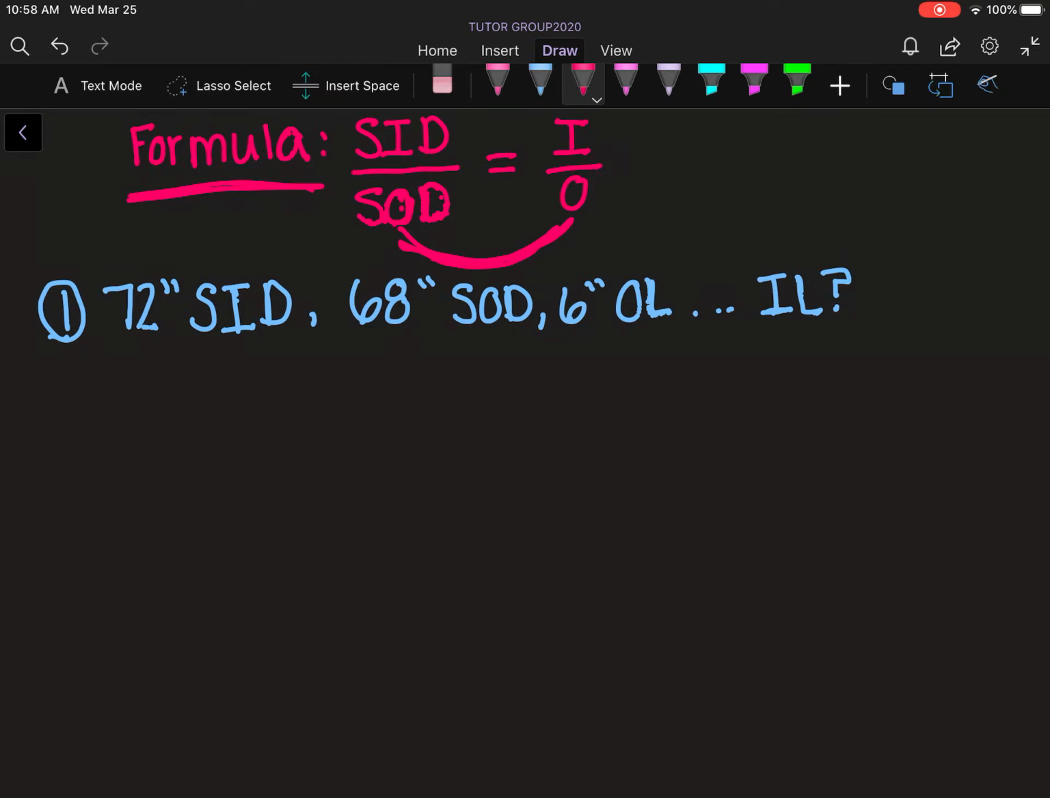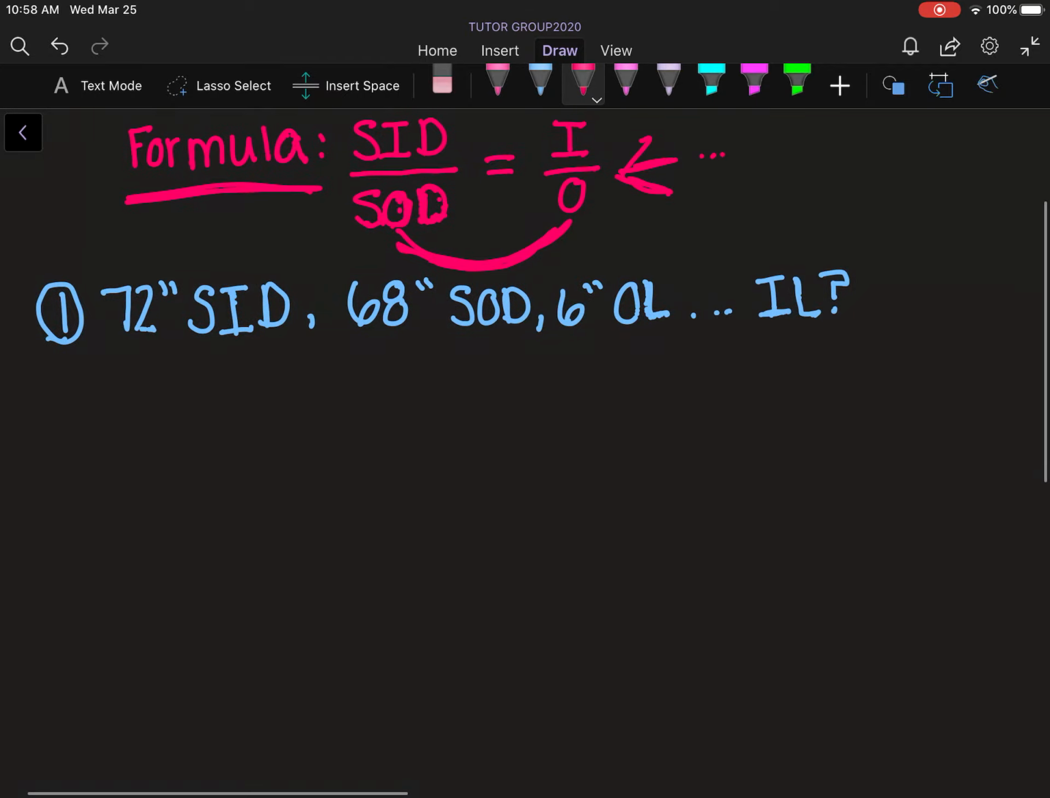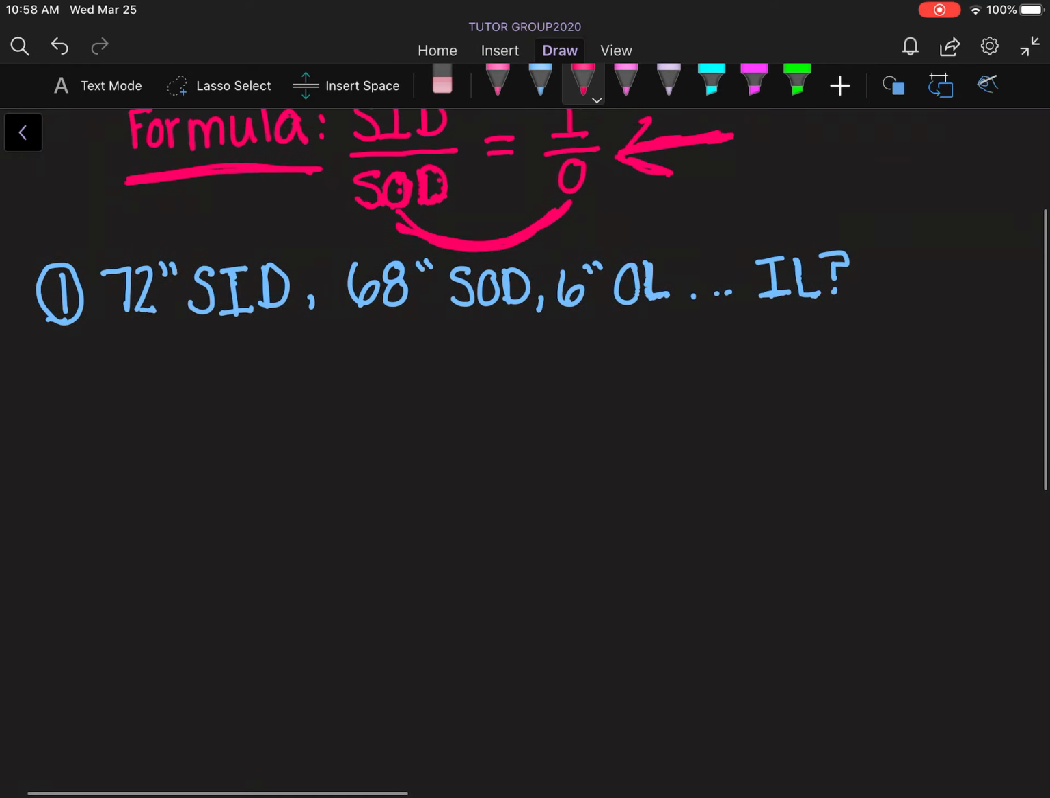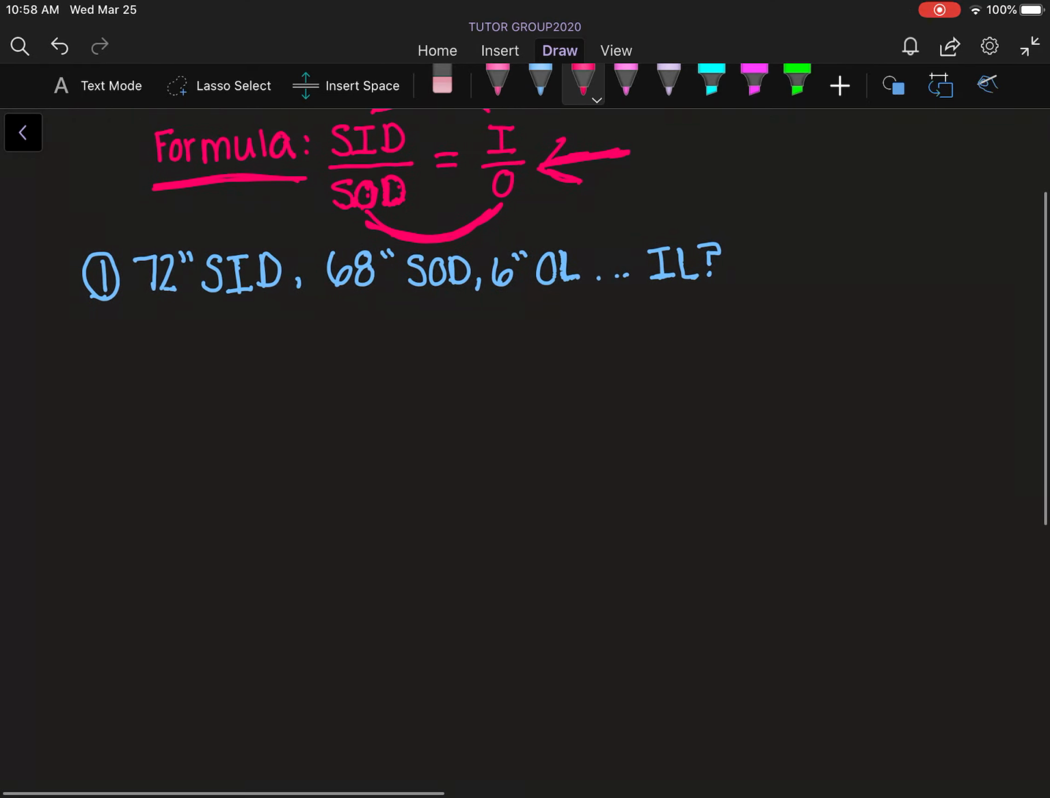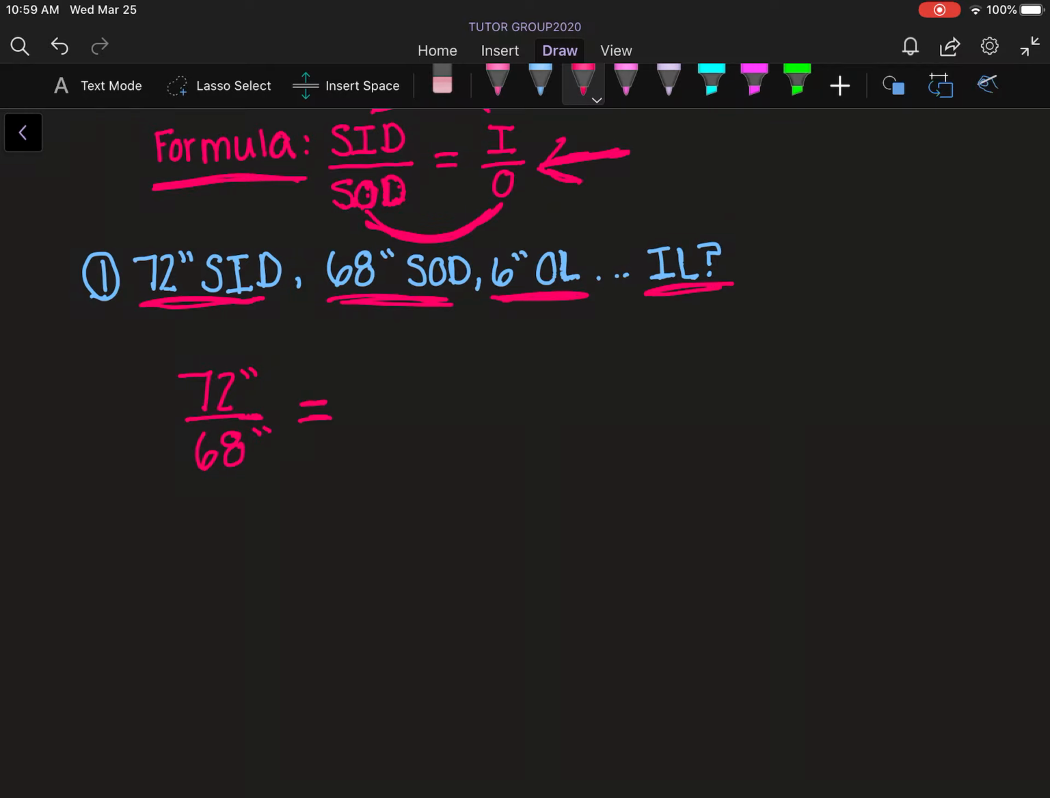So first we're going to set up the formula, which we know is this. This is our formula. It is our go-to. Okay, so we know that our SID is 72 inches. So we go 72 inches on top over our SOD, which is 68 inches, equals our 6 is on bottom. We're looking for our image length, and we know that our image length is on top. So I put an X, you can put an I or whatever. I just put an X because of how we grew up learning math. And then 6 is going to go on bottom.